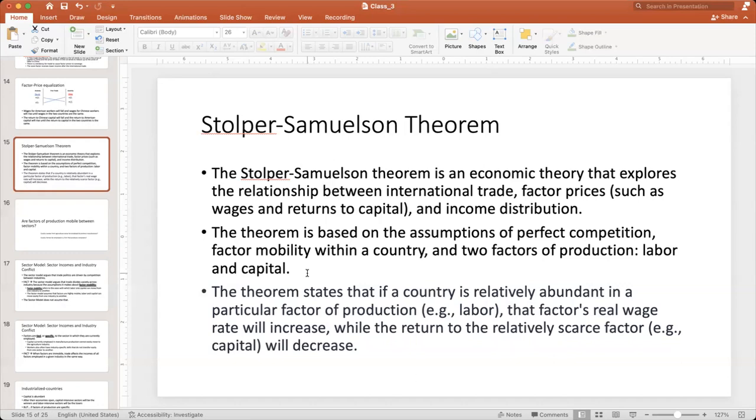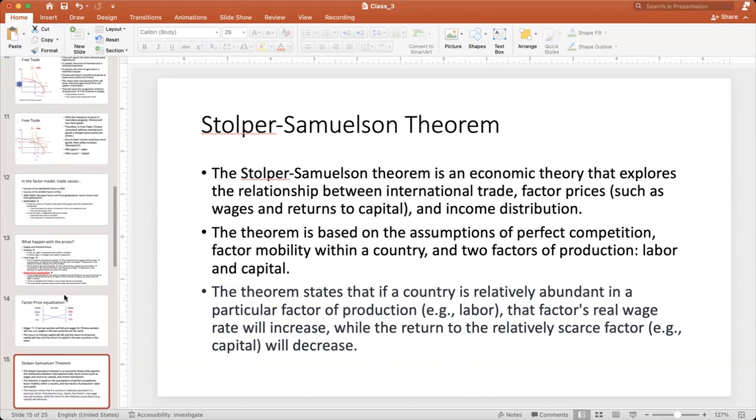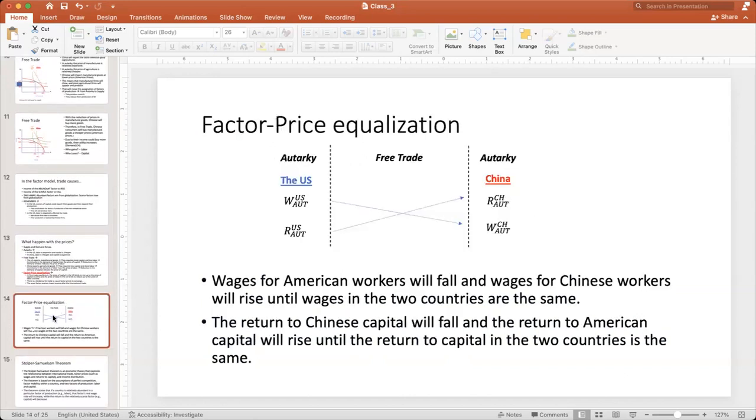The theorem states that if a country is relatively abundant in a particular factor of production, for instance, labor, the factor's real wage rate will increase, while the return to the relatively scarce factor, for instance, capital, will decrease. So the Stolper-Samuelson theorem establishes this relationship.